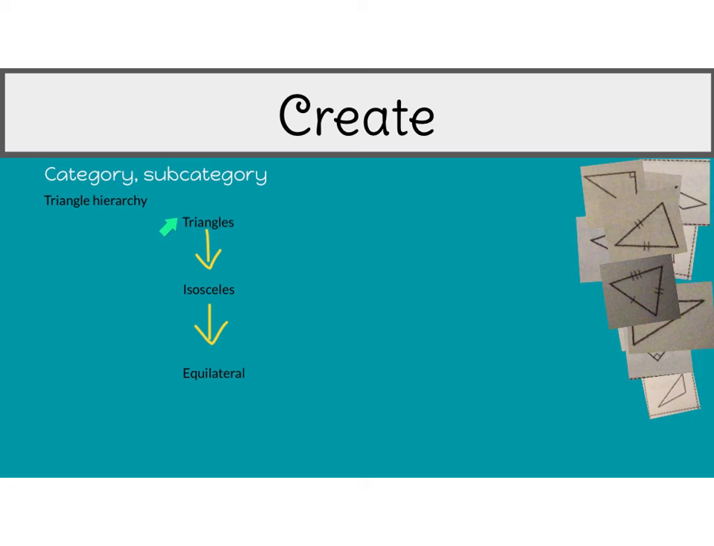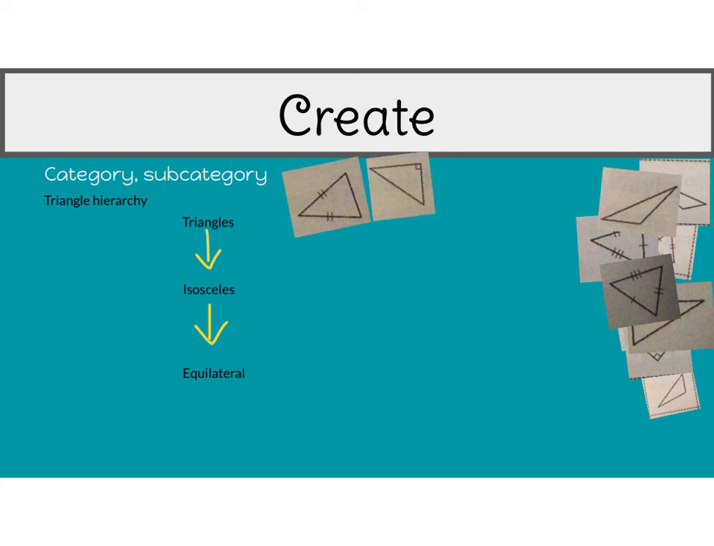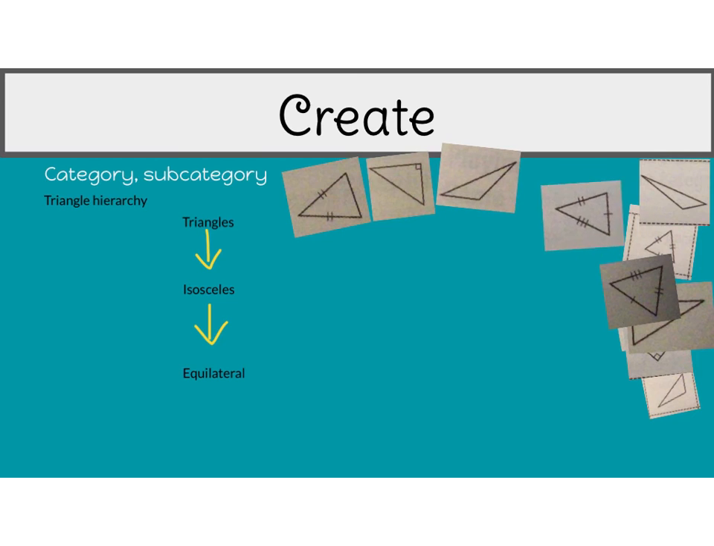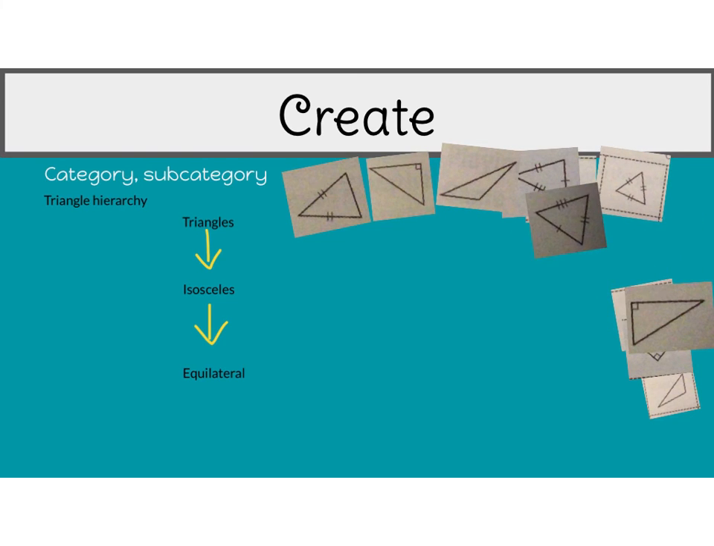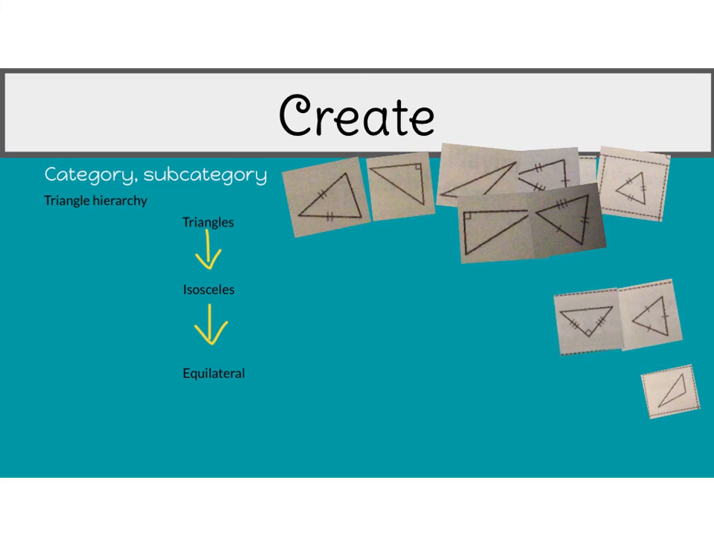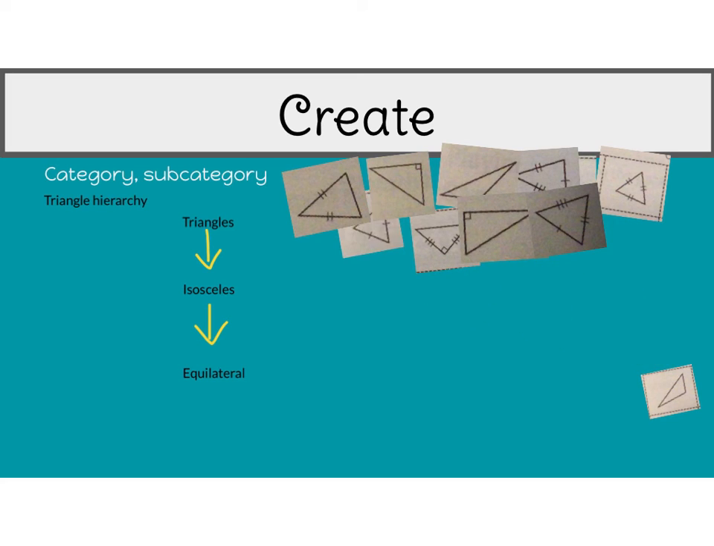So our first category is triangle. So what we would do is we would pull each one of these out. And yes, this is a triangle. So actually all of these would be in that top category. So they all are triangles. And then we're going to start to place them into subcategories.